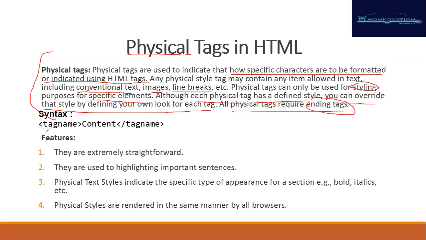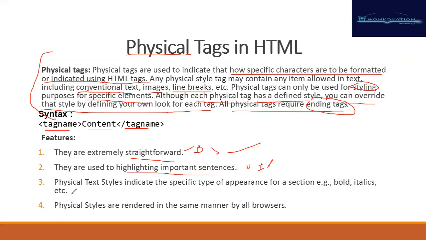Then what is the syntax? First of all, the tag name, then whatever we want to write over there, then the closing tag. They are all extremely straightforward. Why so? Because we know the bold tag will bold the content. Then they are used to highlight the important sentence. How can we highlight the important sentence? By the italic tag, it will italicize the text.